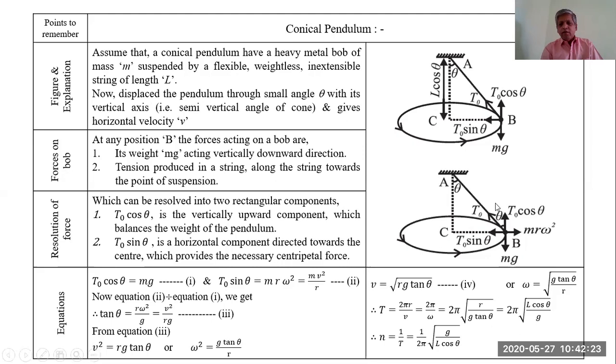Here, this is the first diagram, in the inertial frame of reference, and the second diagram is in the non-inertial frame of reference. When a pendulum is displaced through a small angular displacement theta and given a horizontal velocity in such a way that it performs this horizontal circular motion.